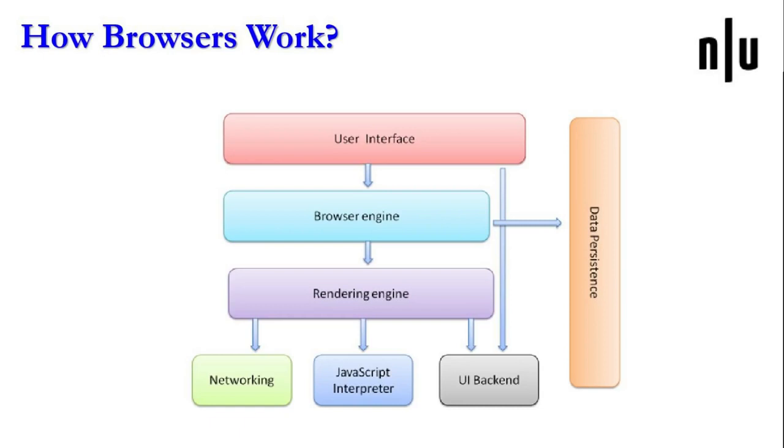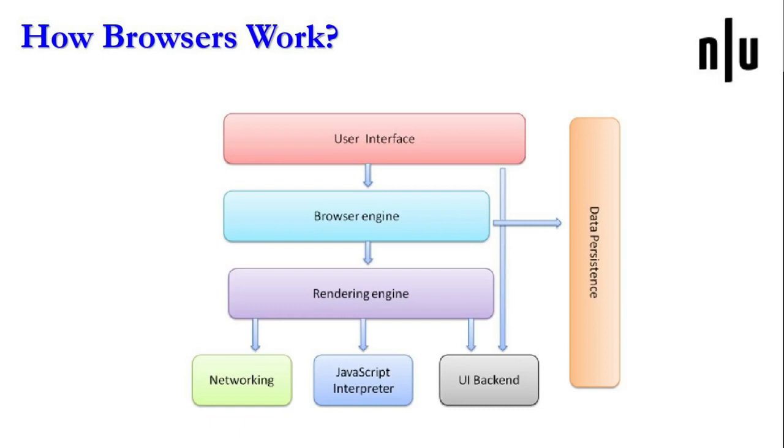What the networking part does is utilize underlying operating system libraries to perform DNS requests. So when you type google.com, the networking part sends a DNS query and resolves it to its corresponding IP address. This is what's done by the networking part. We have the JavaScript interpreter, a very important part of modern browsers.